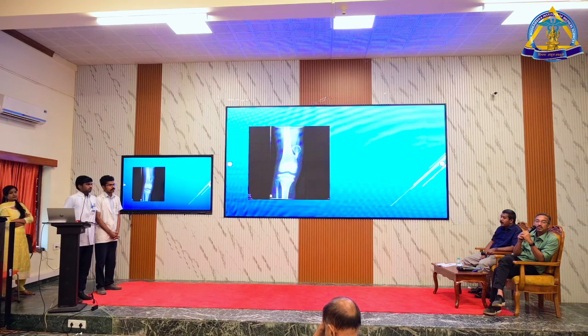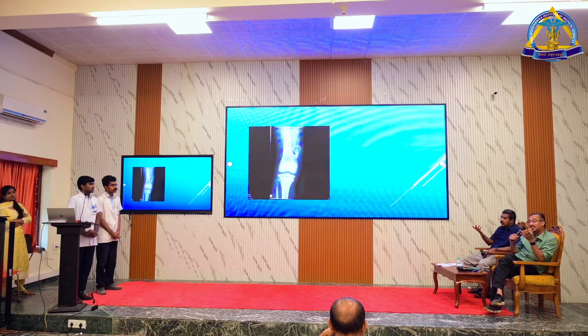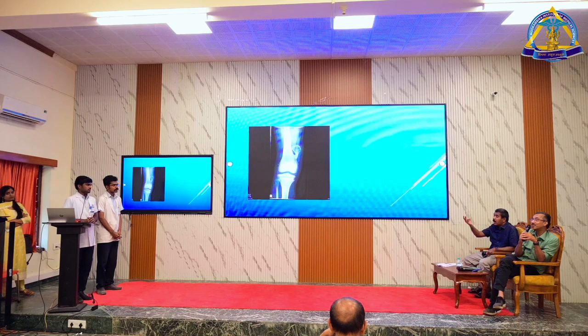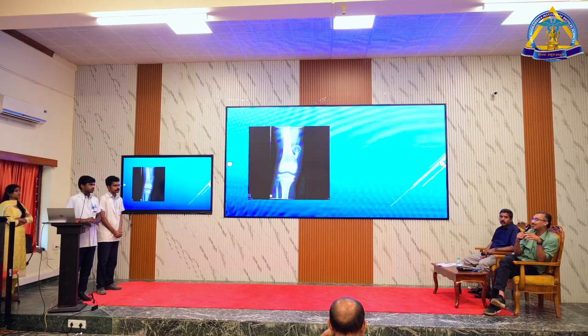Which carcinoma arises from exostosis? Which is the correct answer? Which malignancy arises from osteochondroma? Chondrosarcoma. This is a simple answer. Chondrosarcoma.